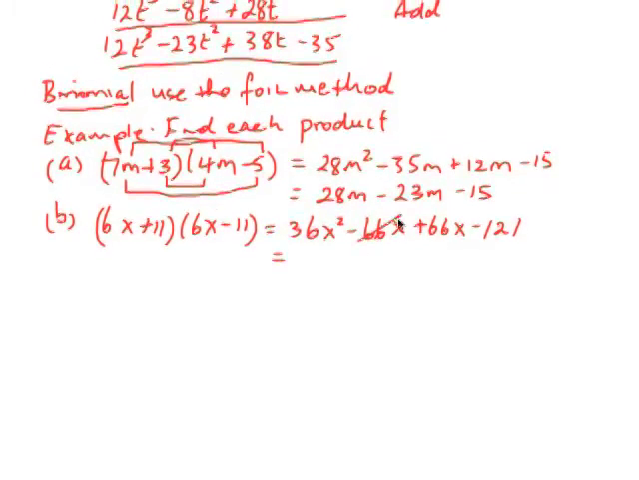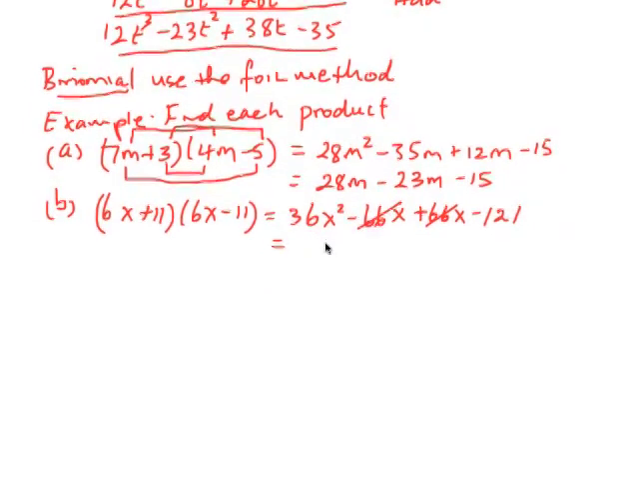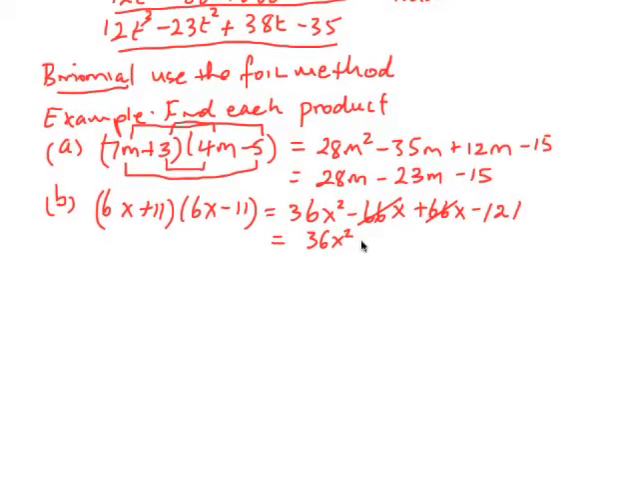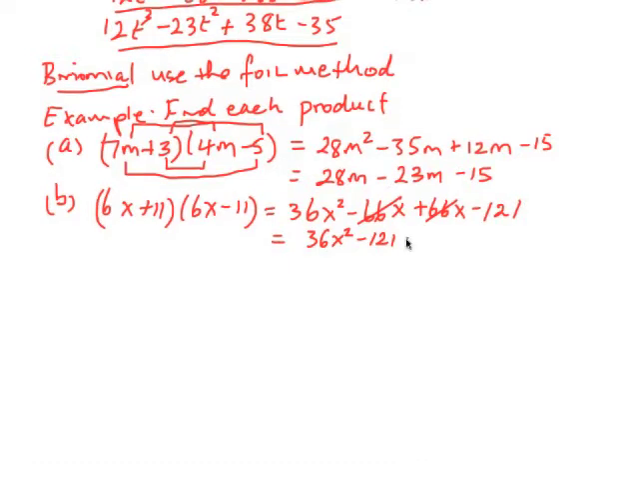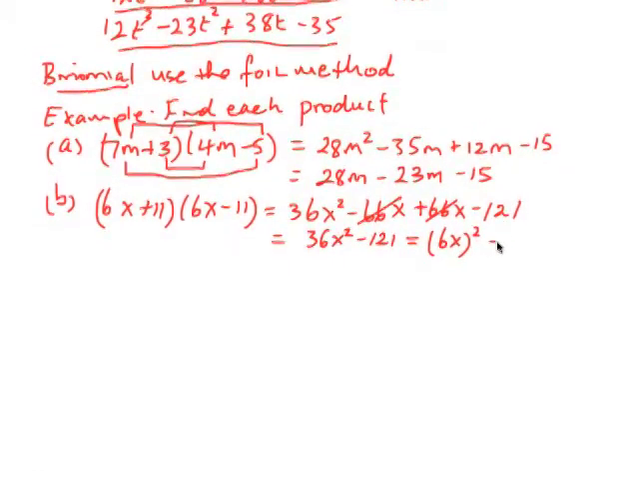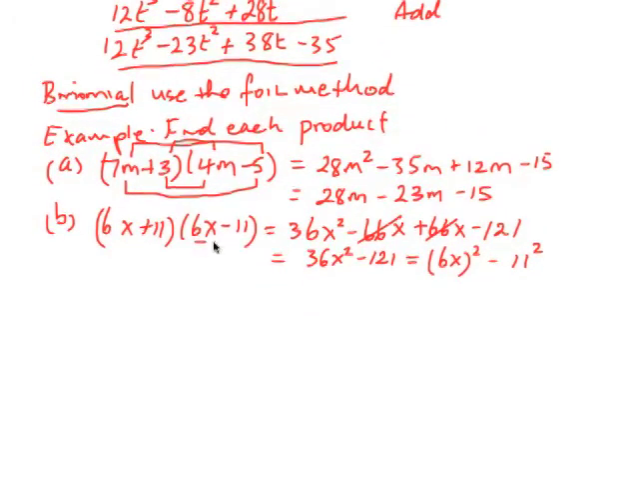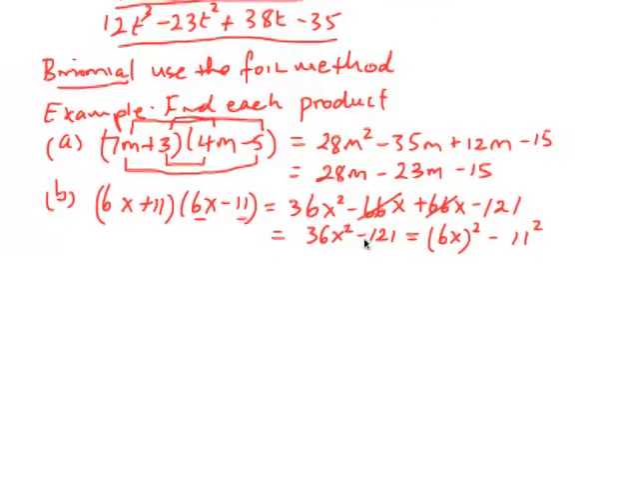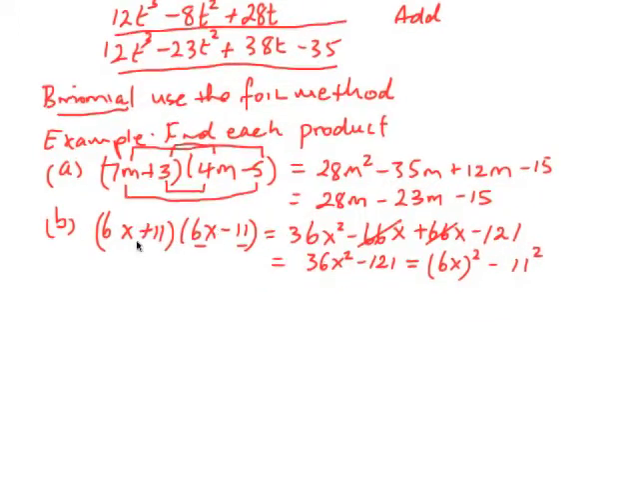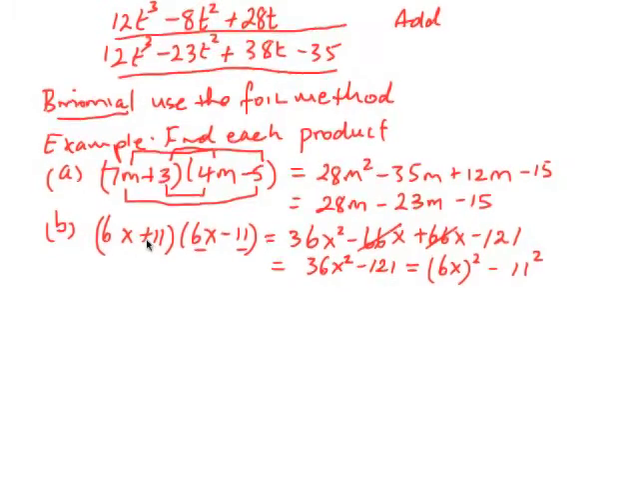And so you'll notice here that these cancel out. Negative 66x plus 66x is 0. And so we end up with 36x squared minus 121. Now the interesting thing is that we could write this as 6x squared minus 11 squared, which of course is just this term squared and this term squared with a negative sign in front. This is the difference of two squares, and it comes about by the product of two of the same terms except that we have an opposite sign.